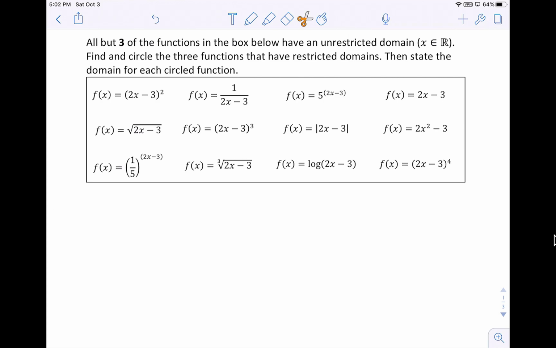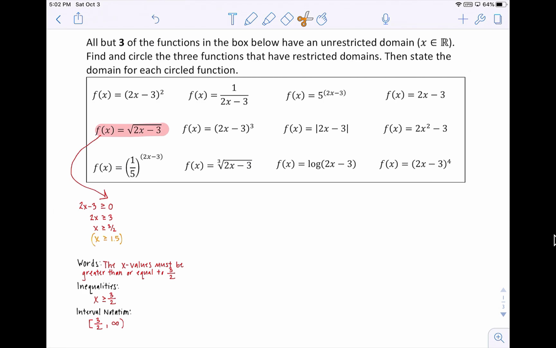The rest of this video will take a closer look at the 3 functions that you hopefully identified in the box, and then work to think about what the domain would actually be for that function if it's not all reals. So the first function that you hopefully identified is the square root function. So let's take a look here.